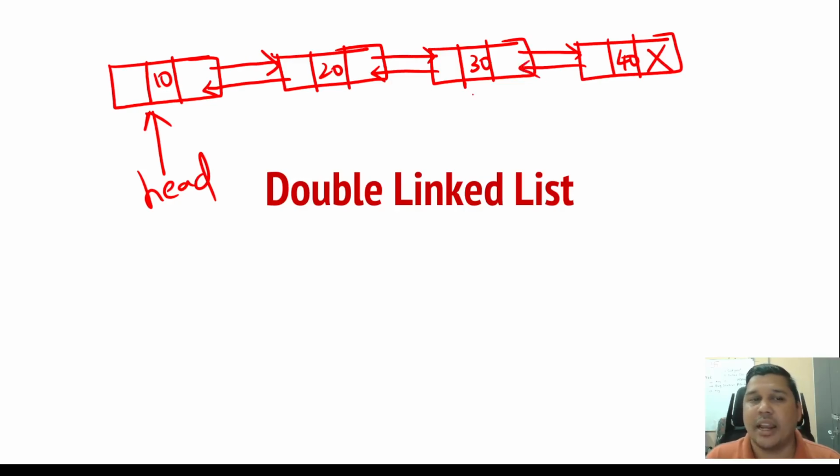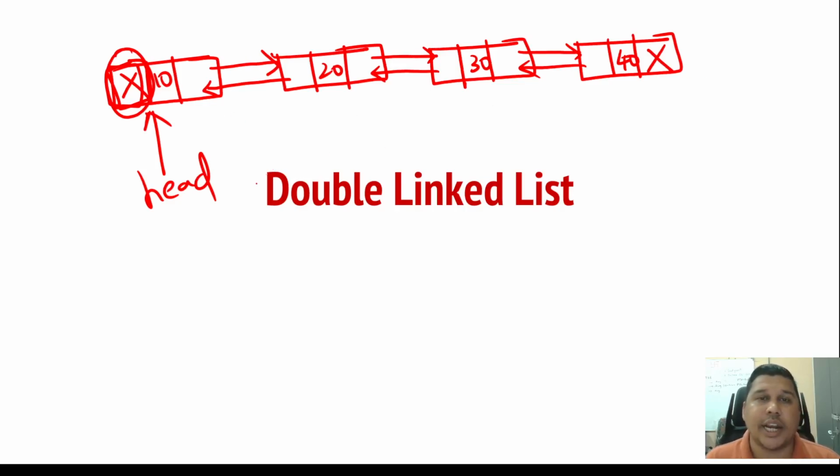This is normally null. You see the first node's left pointer, this box, also will be null because there is no previous element. Since there is no previous element, the first node's left pointer will be null. So this is how your double linked list looks like, right?